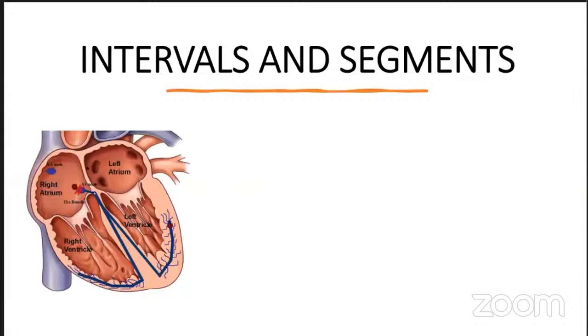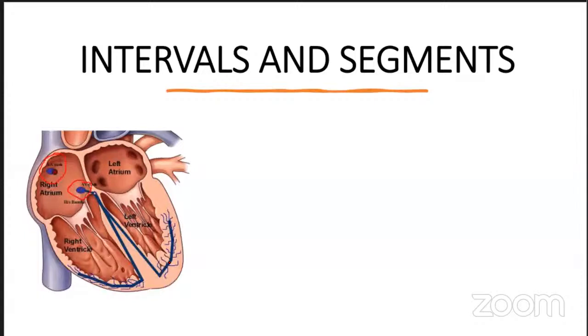So again, with basic electrophysiology, we want to remind ourselves that we have our dominant pacemaker of the heart, which is the SA node, which is always in the right atrium. When the SA node fires, the impulse is going to spread to the AV node. And from the AV node, the impulse is going to go down the right and left bundle branches, and then into the Purkinje fibers.